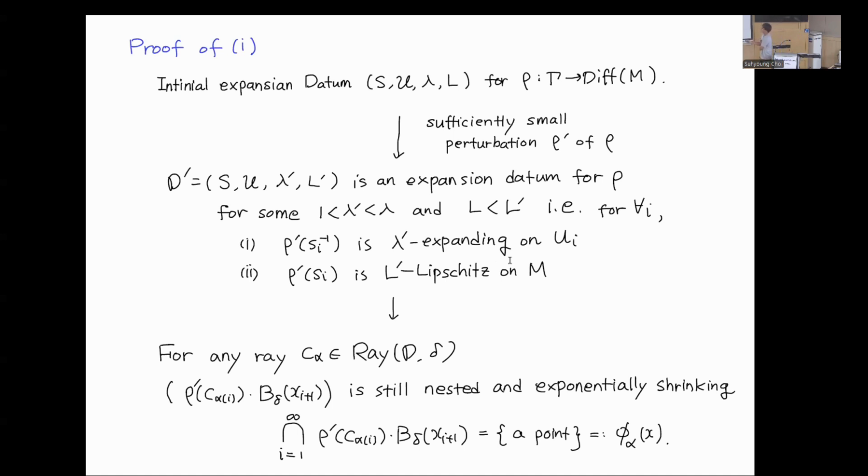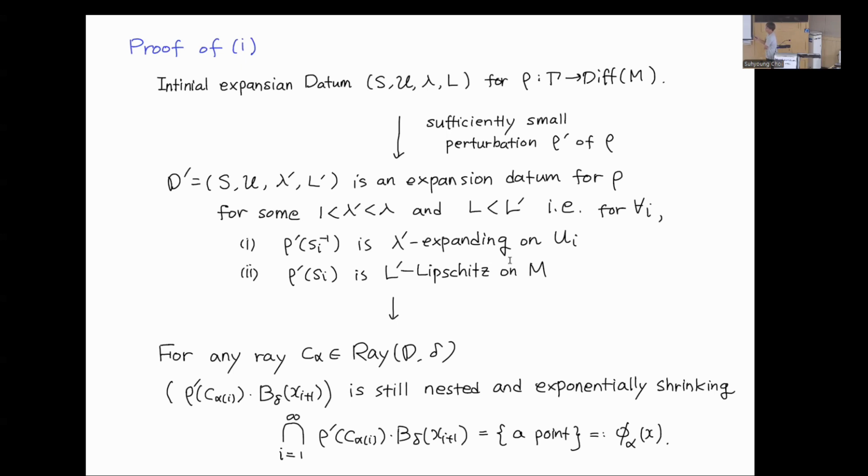So here, this is the idea. First, start with some expansion data: a symmetric generating set and the associated expanding open covers, and lambda and L. This is just the expanding factor, and this is some kind of Lipschitz constant. So if you perturb a little, then you obtain the expansion data. Here, S and U, we do not change this data.